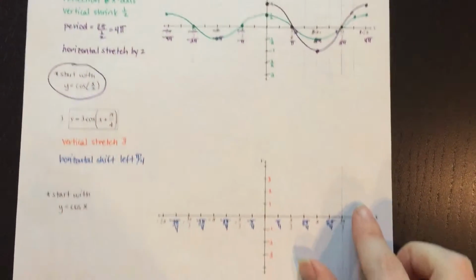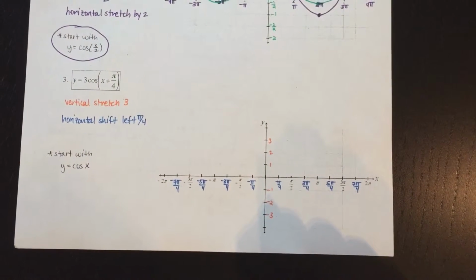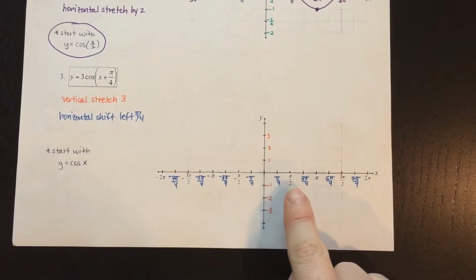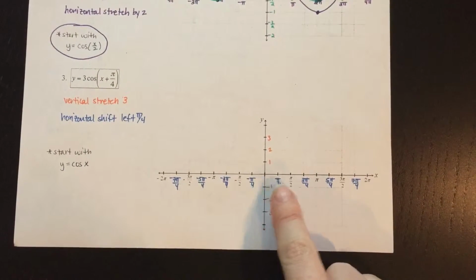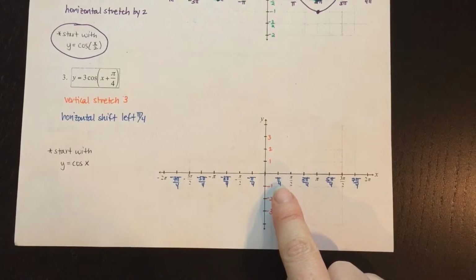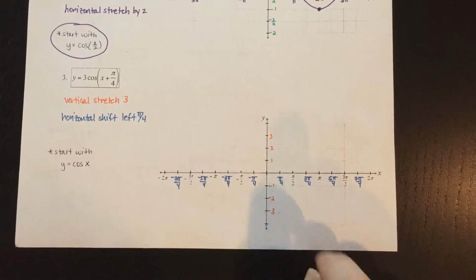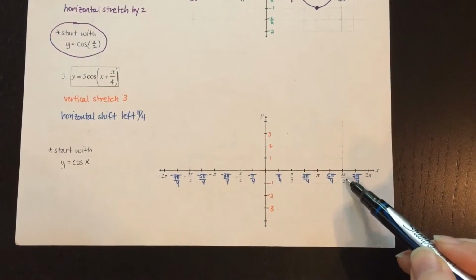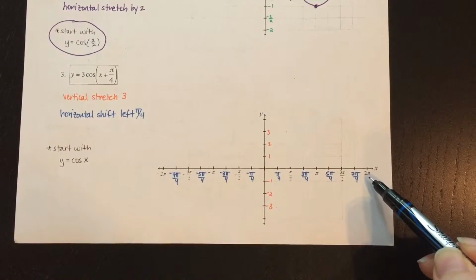So last but not least, we're going to go ahead and deal with a vertical stretch and a horizontal shift left. So what I want you to notice is I kept the axes labeled, but I included here the multiples of pi over 4. So halfway between 0 and pi over 2 is pi over 4. So just again to remind you of our counting, this is 1 pi over 4, 2 pi over 4, 3 pi over 4, 4 pi over 4, 5 pi over 4, 6 pi over 4, 7 pi over 4, and 8 pi over 4, of course just in reduced form.